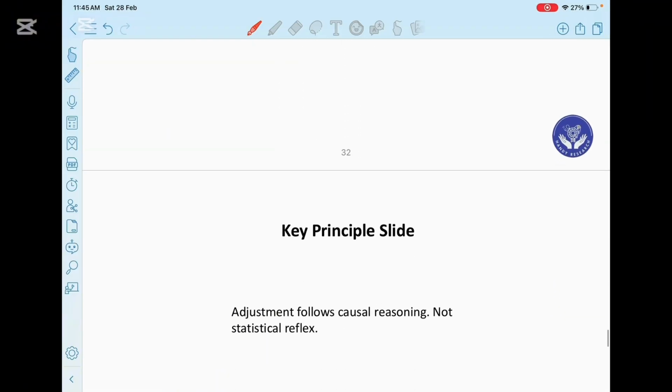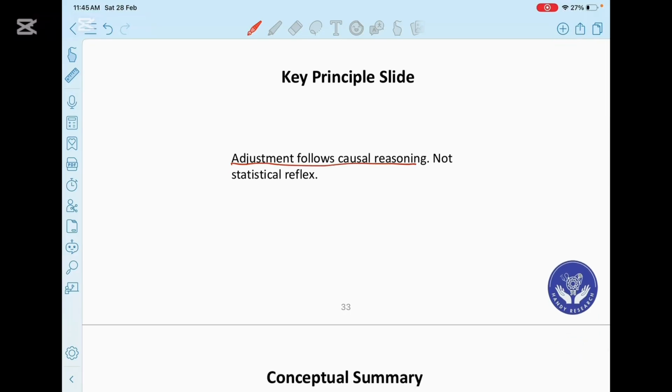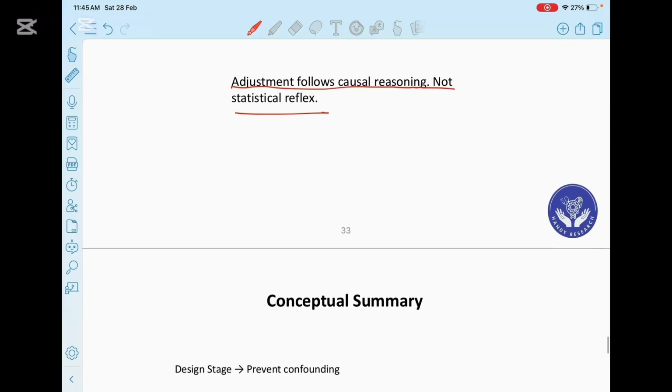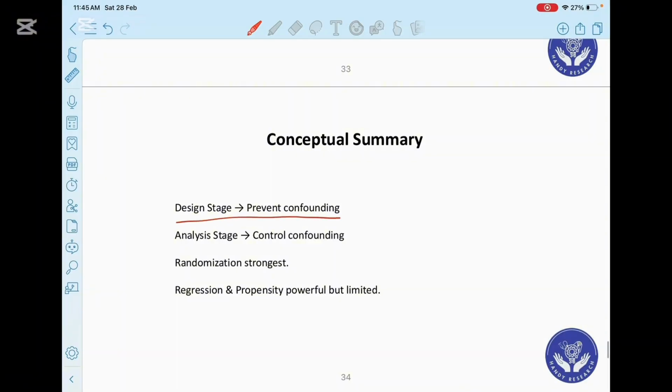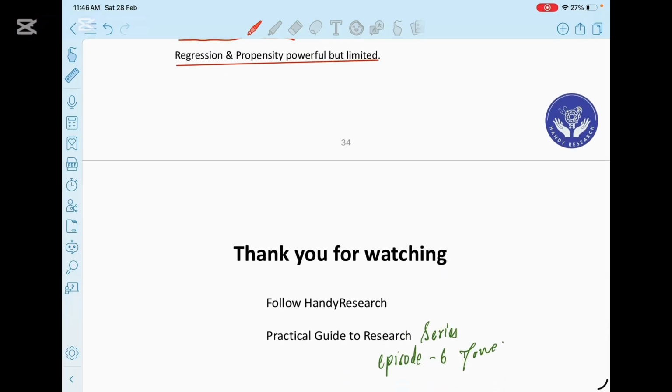Now the final conceptual summary of this lecture: adjustment follows causal reasoning, not statistical reflex. Design stage prevents confounding. Analytical stage controls confounding. Randomization is the strongest, and regression and propensity are powerful but limited. Adjustment must follow the causal structure and not statistical reflex. And if you just adjust blindly, you do not control bias, you create it.